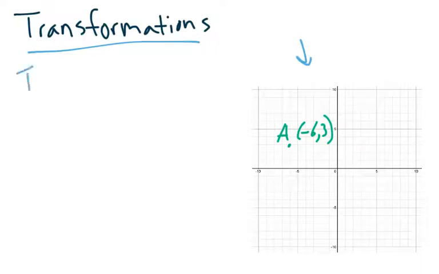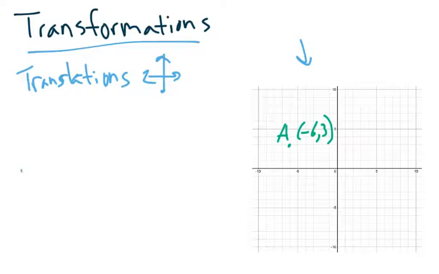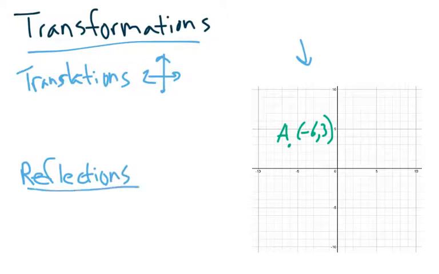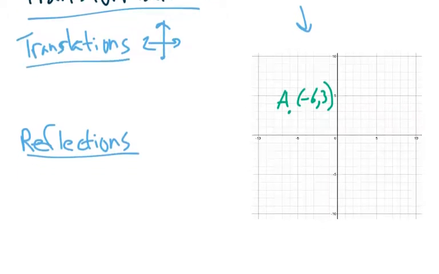We had translations, which is simply where we take the shape and we are moving it up, down, left, right, and some sort of combination of that. We'll do an example of that in a minute. We had reflections. And finally, we had rotations.